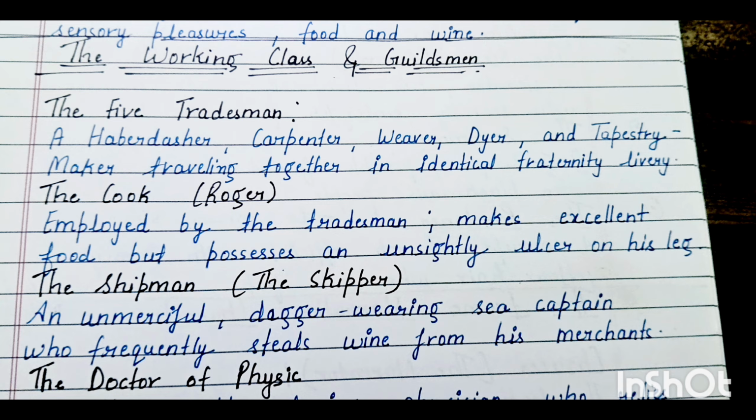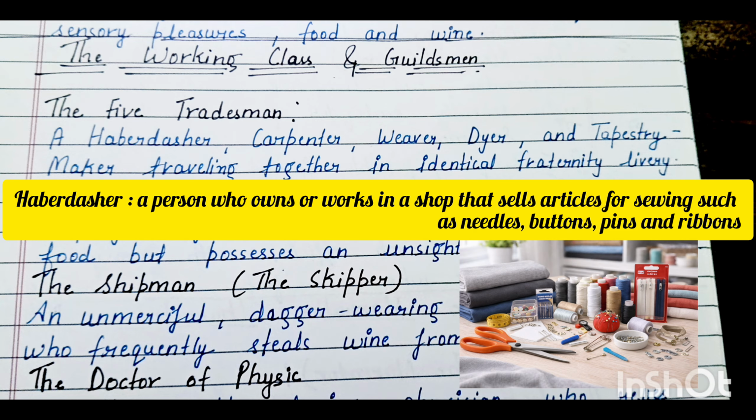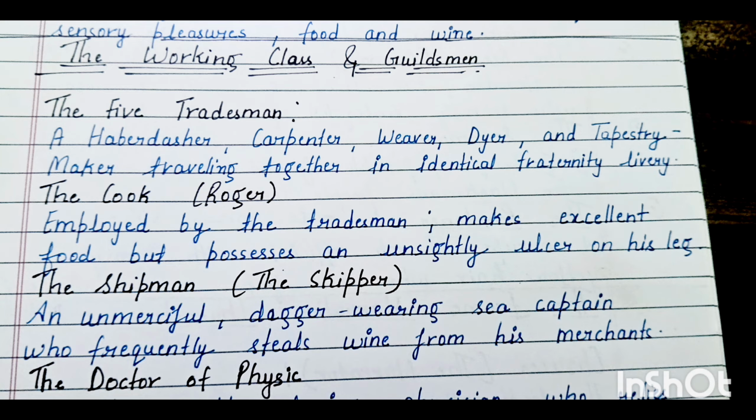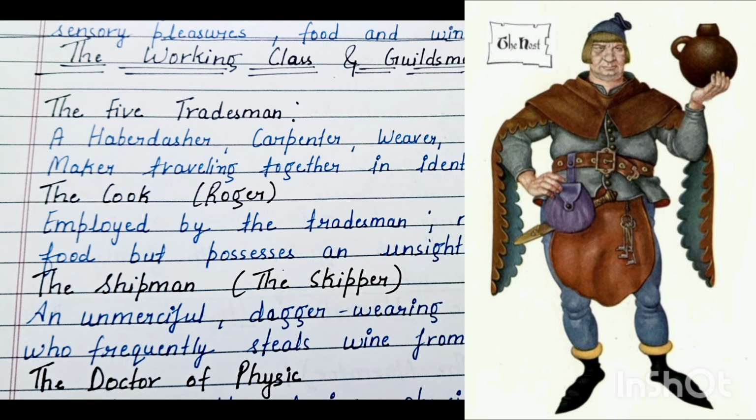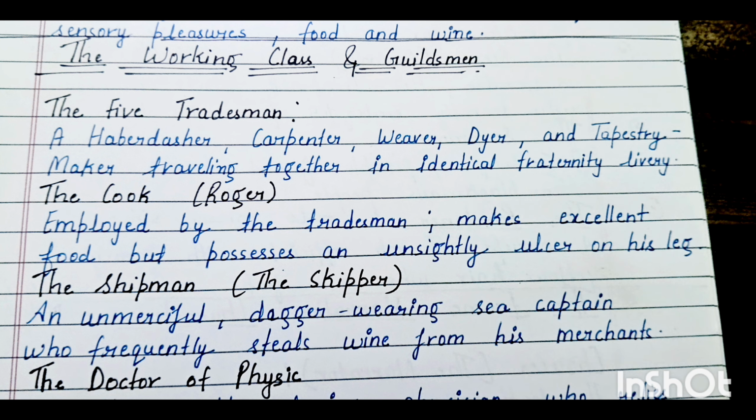Traveling together in identical fraternity livery. That means all of them are wearing identical uniforms, and a haberdasher is someone who sells articles for sewing. Then comes the next character, the cook, whose name is given Roger. He is employed by the tradesmen. He makes excellent food but possesses an unsightly ulcer on his leg. Also, he dresses very unhygienically.